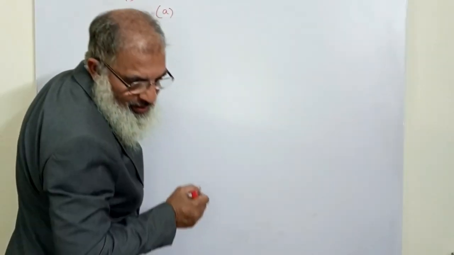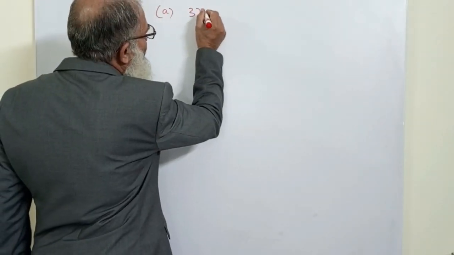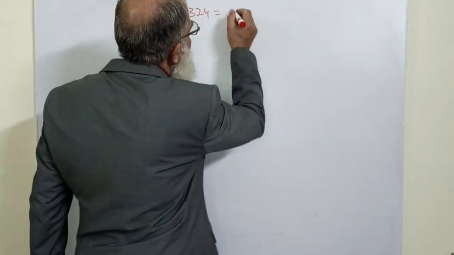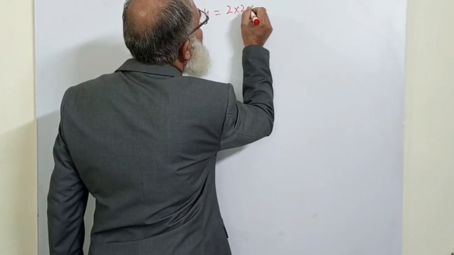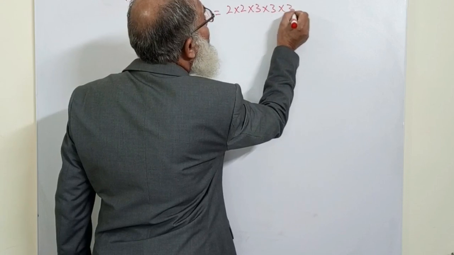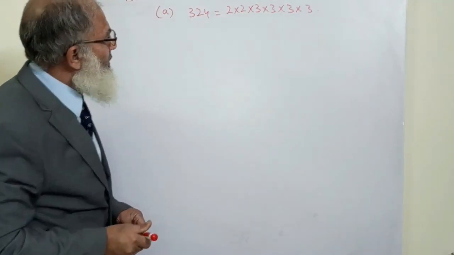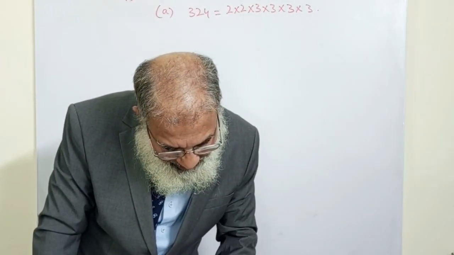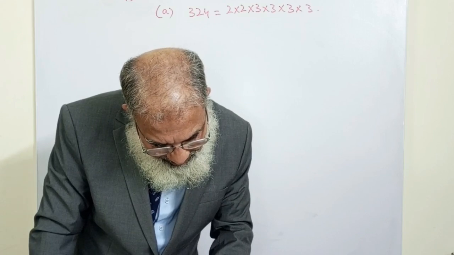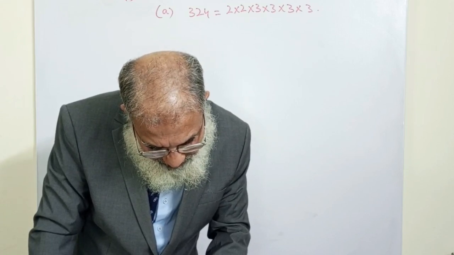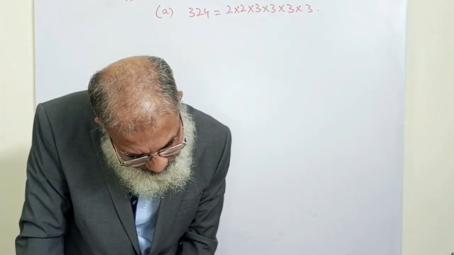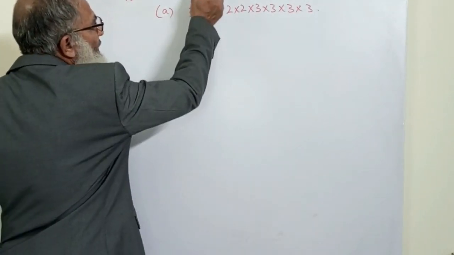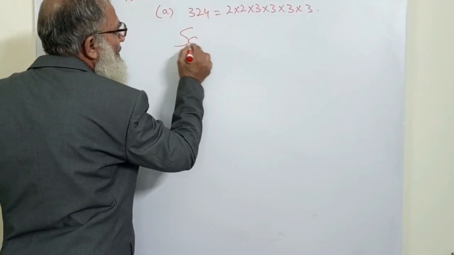And what does it say? 324 is equal to 2 times 2 times 3 times 3 times 3 times 3. Now I have to use the product of prime factors given, to find the square root of each of the following. So dear students, you see, I have to find the square root now with the help of this.